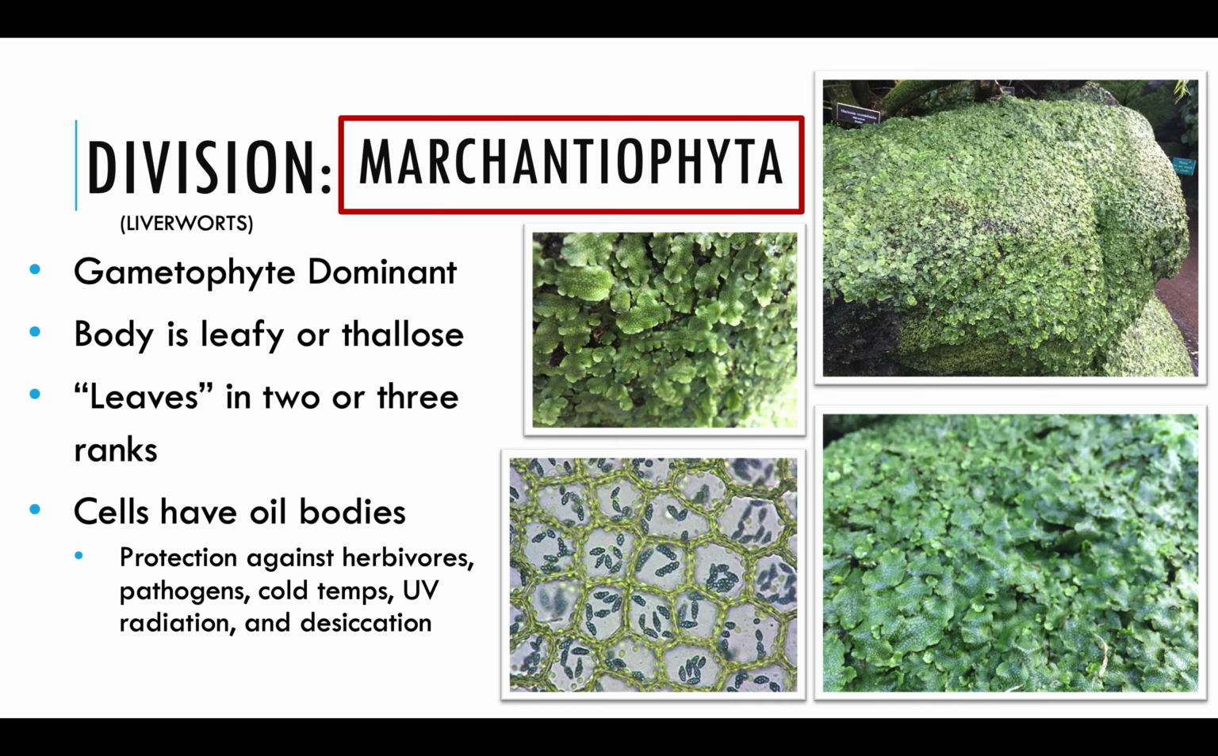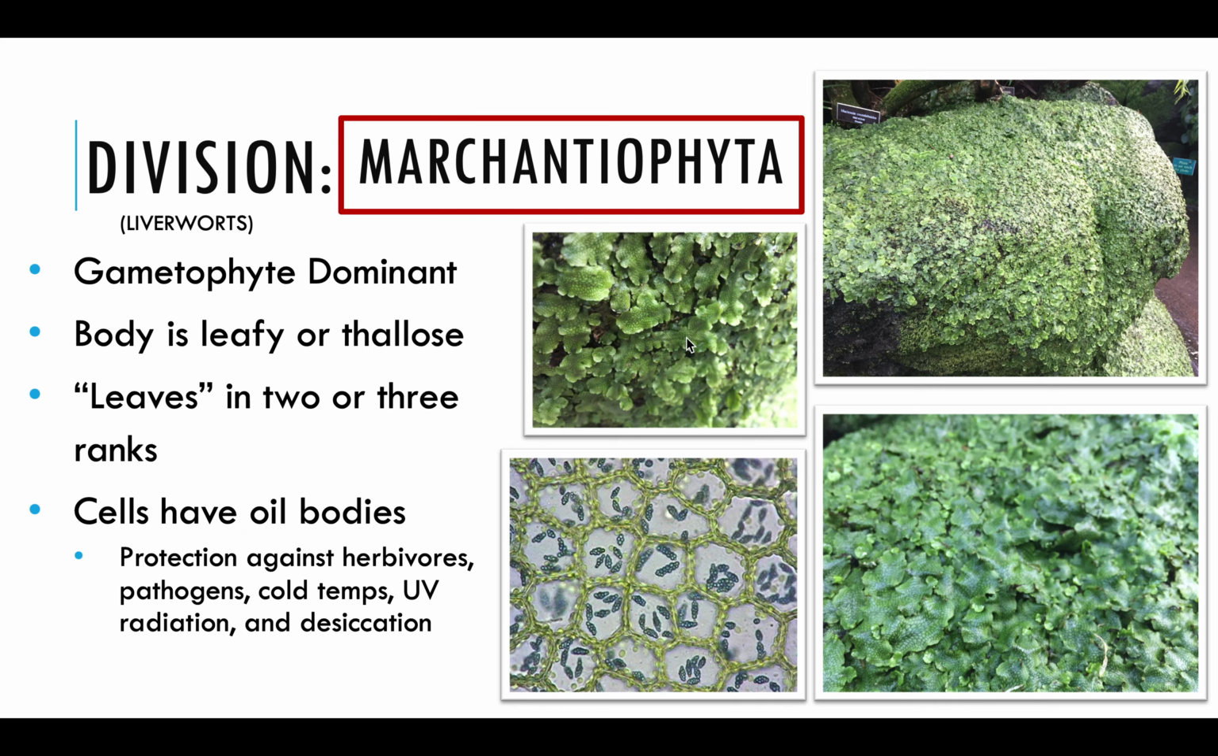So these are our liverworts. Some important things to know about them. Back to our alternation of generation cycle. Our gametophyte in this division is dominant. So in this division, our leafy green kind of part is going to be our gametophyte, okay? In liverworts, these aren't true leaves, and we describe this structure as thallus, okay?